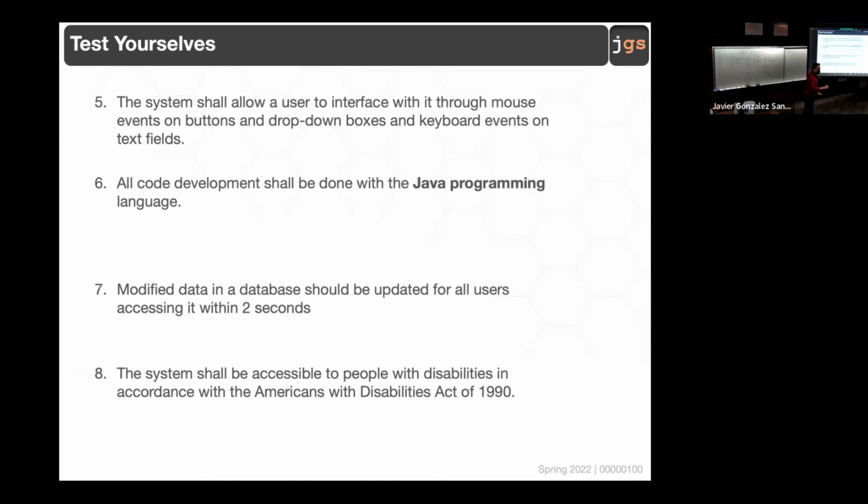JTextField is a technicality, or JMenu, or Swing, names of the libraries, names of classes. Those are technicalities, but drop-down box, keyboard event, text field like this, they are not technicalities.